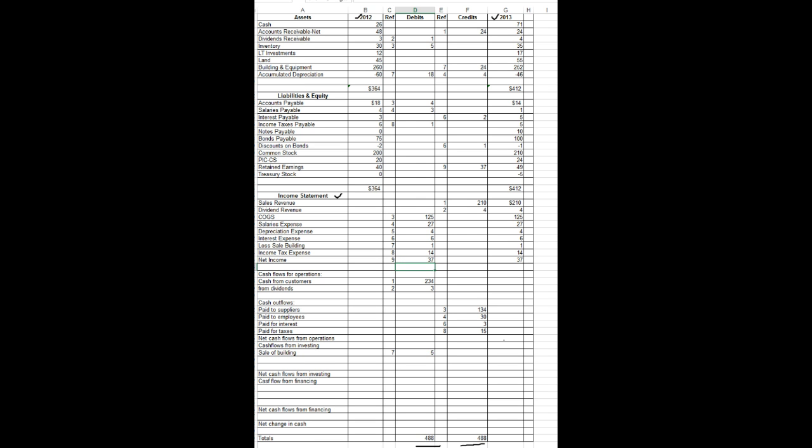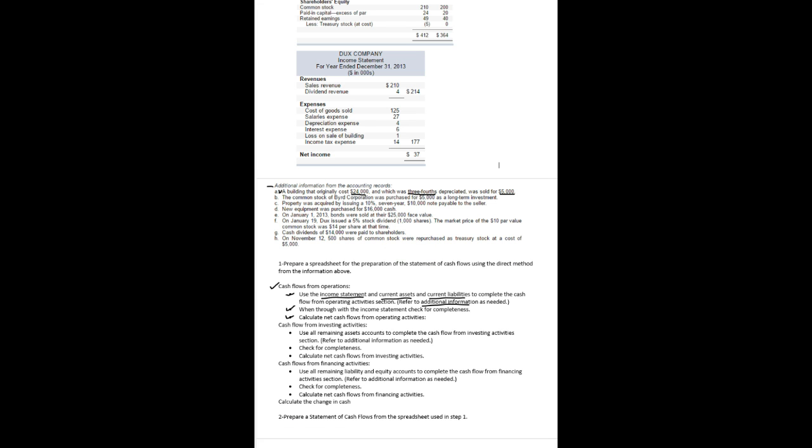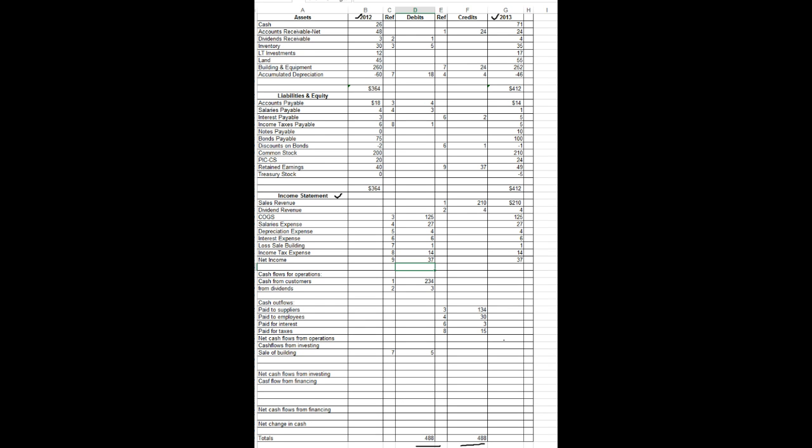And my total's equal. Now the next thing that it said to do on our income statement, it said when through with the income statement, check for completeness, and then enter net cash flows from operating activities. So let's see what that means. To be complete, I would have to have all my current assets and liabilities done and my income statement done. Let's check for completeness. Accounts receivable 48 minus 24 is 24. 3 plus 1 is 4. I'm just reading my way down. Inventory is 30 plus 5, 35.